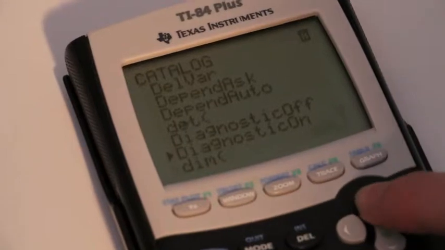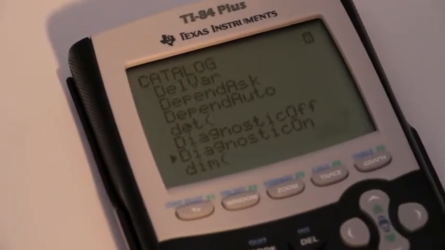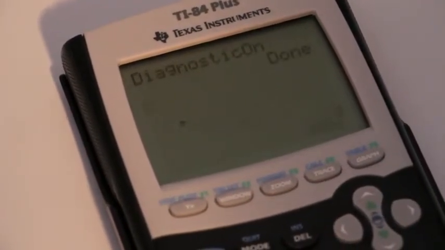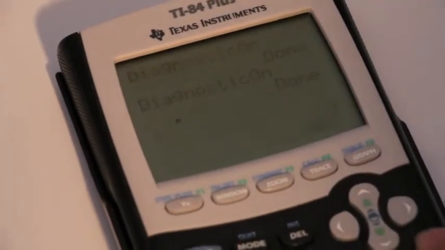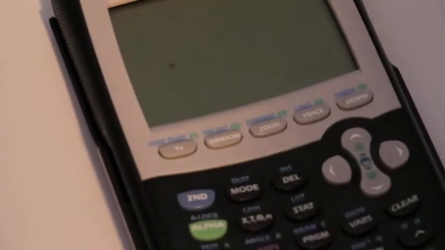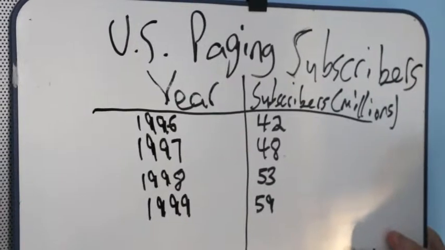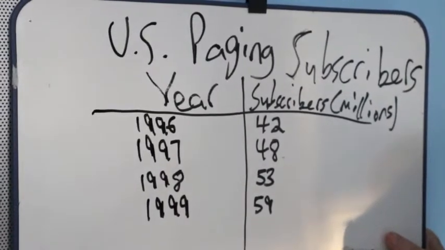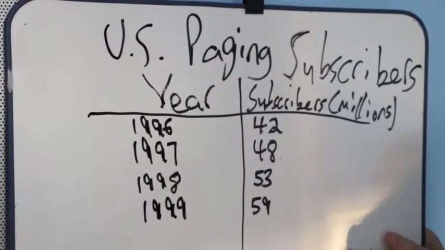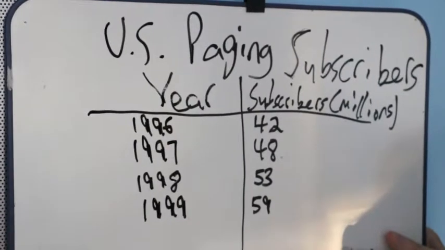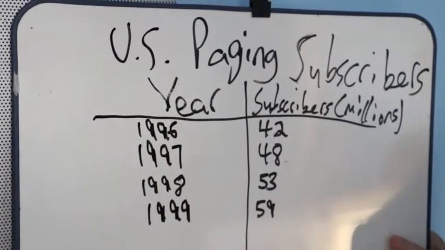Now we click diagnostic on. Enter, enter. Done. You'll never have to do it again. Clear. So first we start with data for linear regression: US paging subscribers from 1996 to 1999.